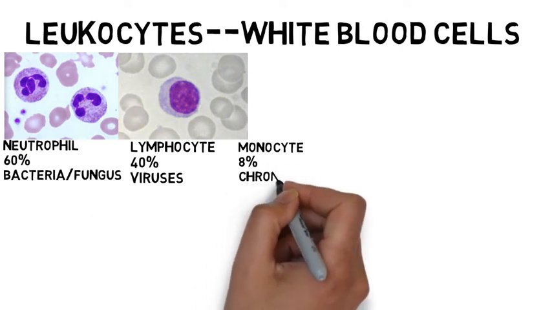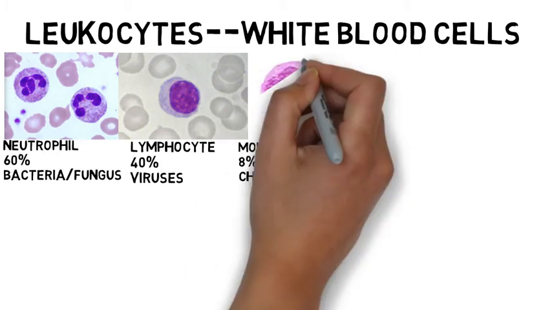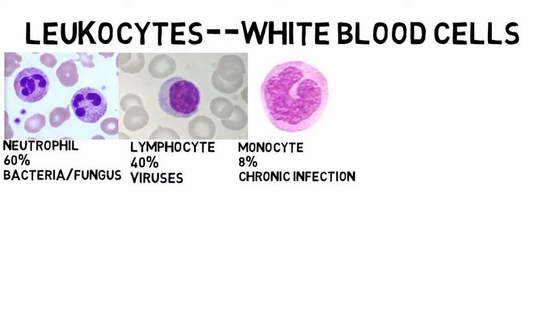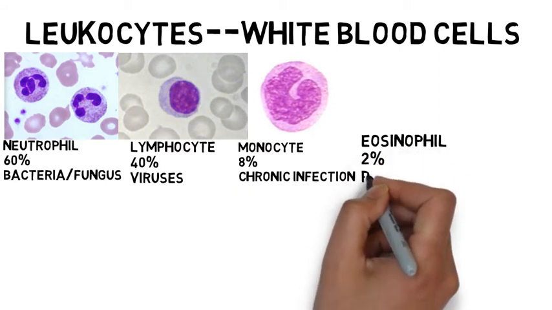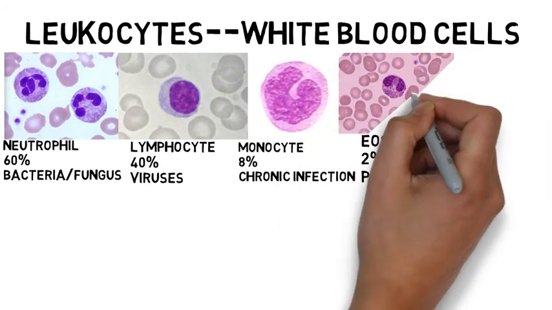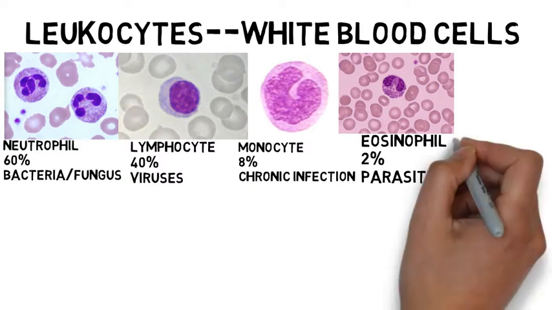Monocytes make up about 8% of the white blood cells. They're most prominent during chronic infections. They also have the one single core, much like lymphocytes, but it's typically in a U shape. Eosinophils make up approximately 2% of the white blood cells. They're most prominent during parasites. They're easy to recognize under a microscope because of their 2 lobules, and sometimes there's also a little dot, and people like to think that it looks like a smiley face.